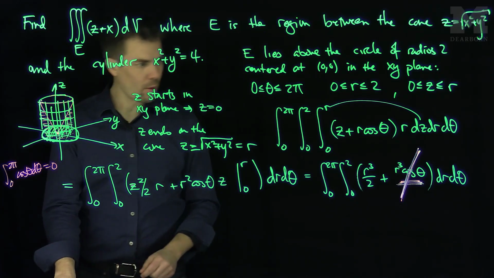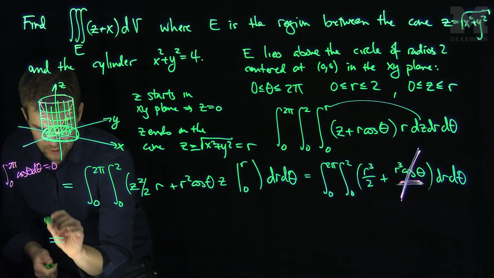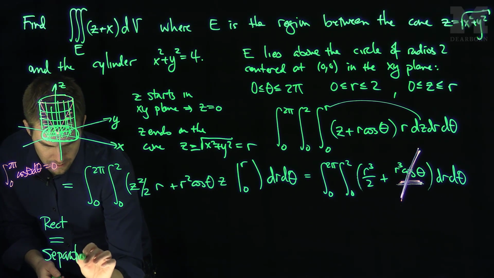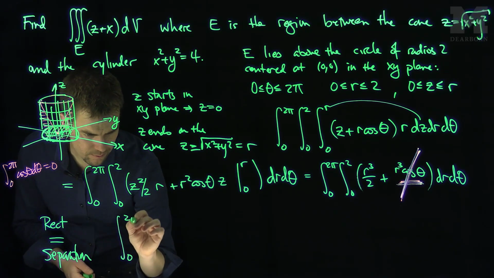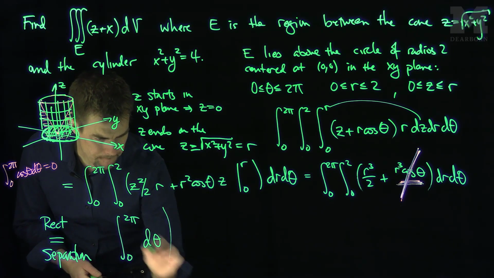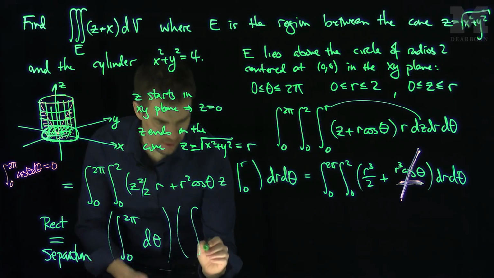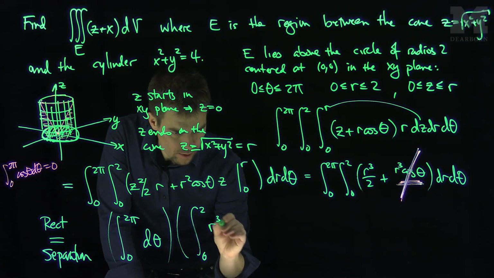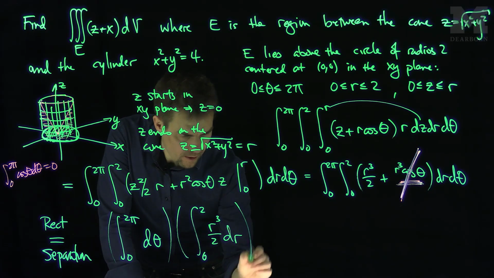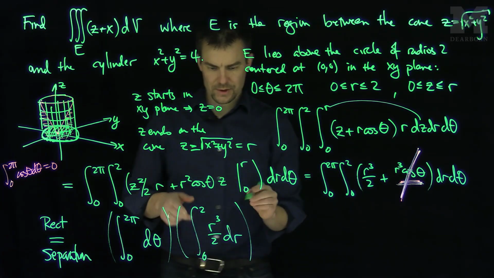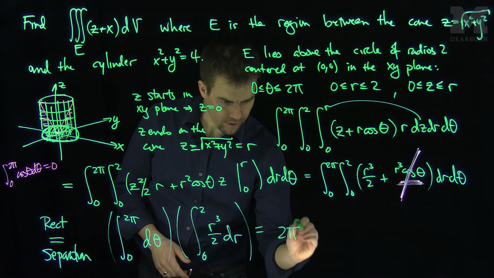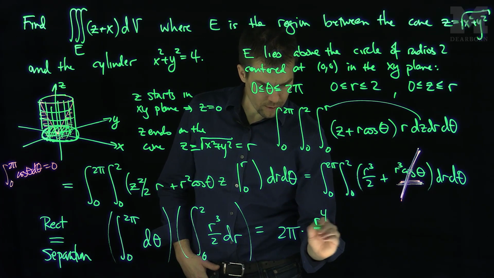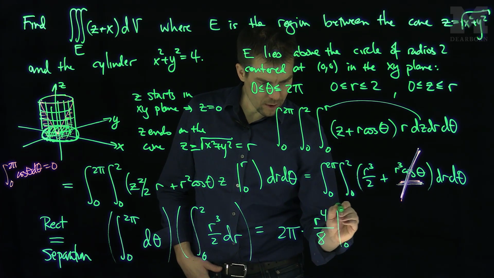Okay. And so what we'll get by rectangular separation is the integral from 0 to 2 pi of d theta times the integral from 0 to 2 of r cubed over 2 dr. And so let's finish this. So this is going to be a 2 pi for the theta integration. And this is going to be an r to the 4th over 8. So we have an r to the 4th over 8 from 0 to 2.